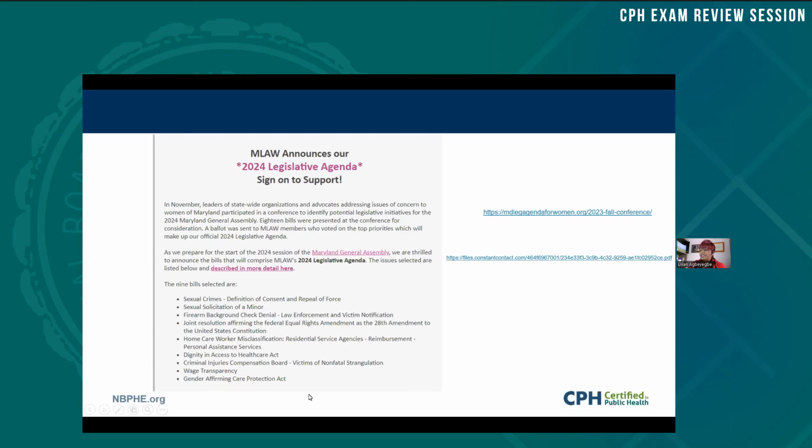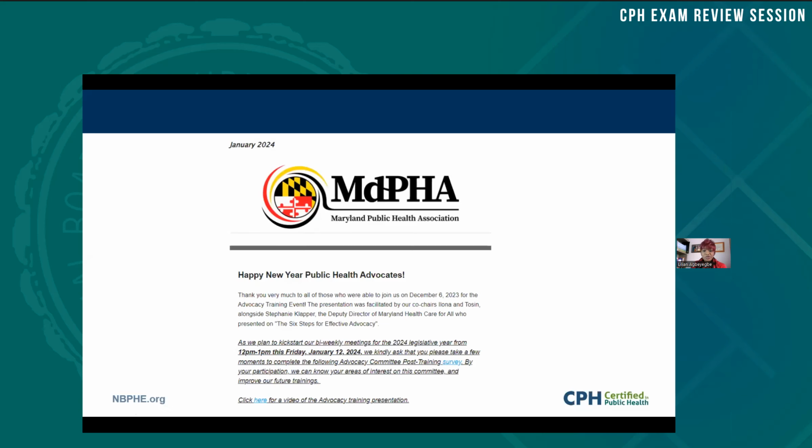The Maryland Legislative Agenda for Women is not the only group working on agenda issues in Maryland currently. This is the Maryland Public Health Association, and as you can see, in January they sent out a notice to their members. They're going to start having bi-weekly meetings because they have policies that they want to be passed during this legislative session. And the way to get the policy passed is to meet together and to strategize over it. So they have started to do that.